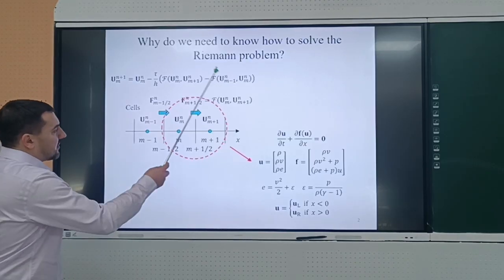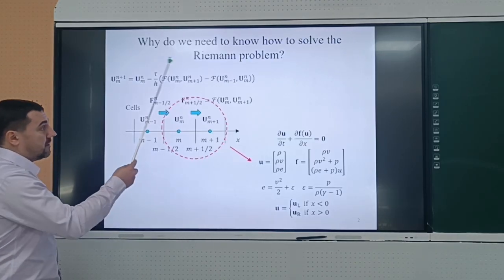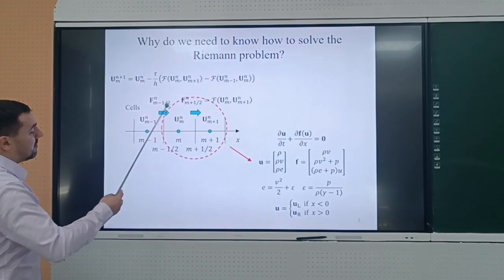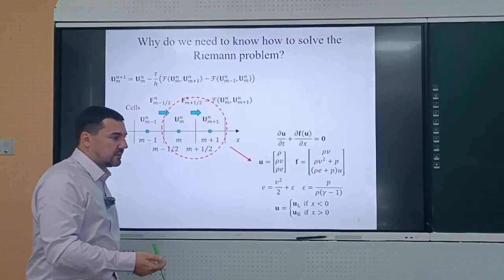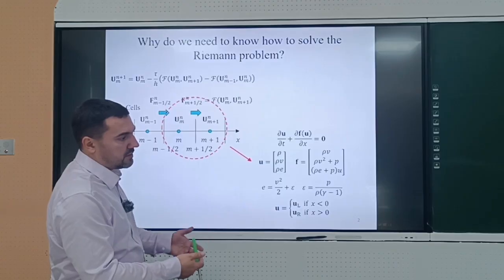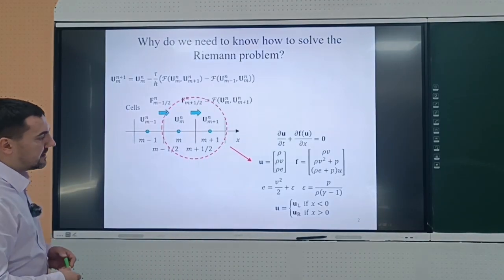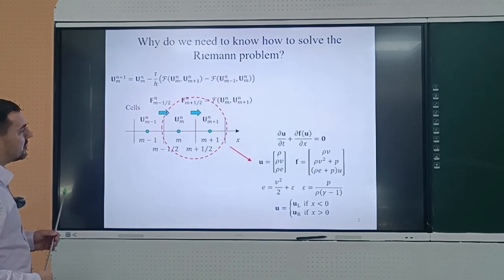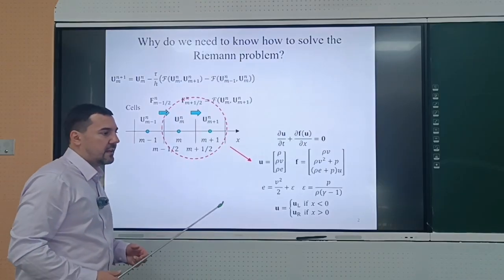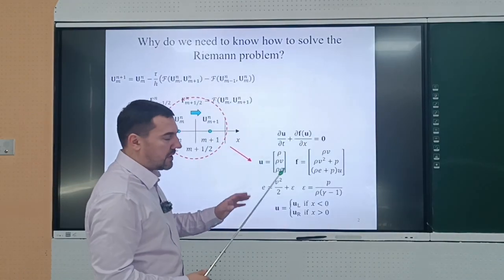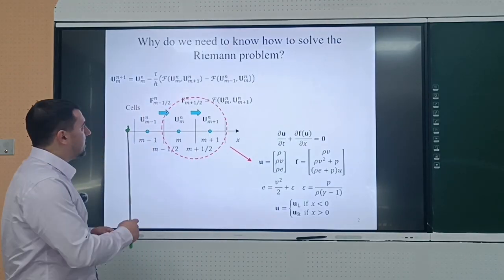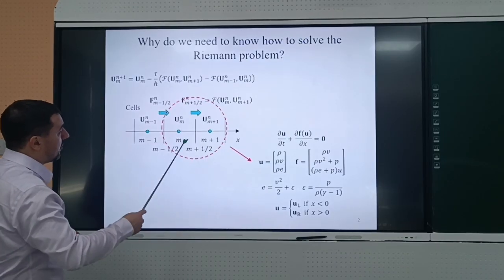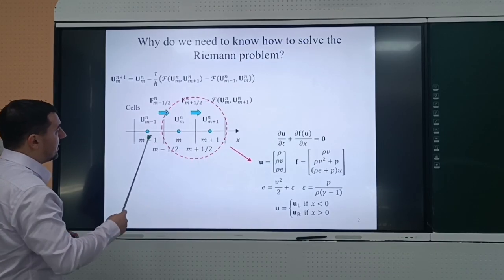And the strength of this class of methods is that these methods are based on conservation form of Euler equations, and they mimic the conservation laws of gas dynamics. And this numerical method is conservative. So it means that we can be sure that mass, momentum, and energy equations are fulfilled on the discrete level.